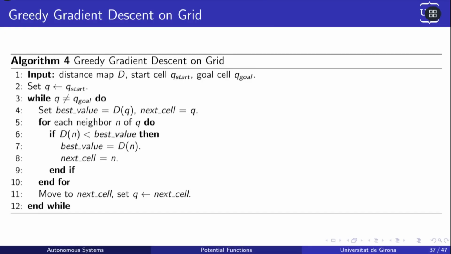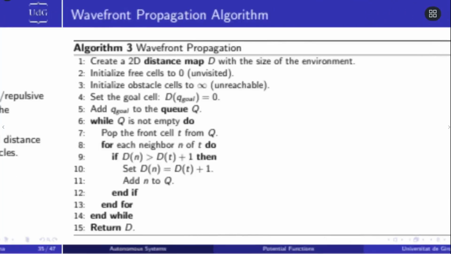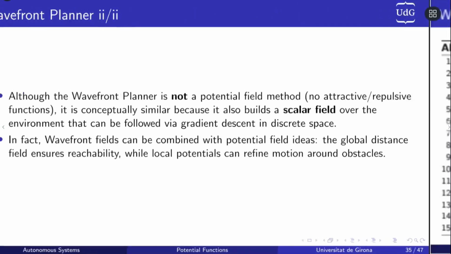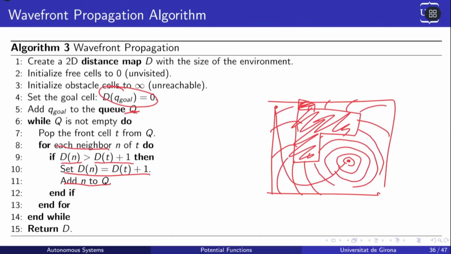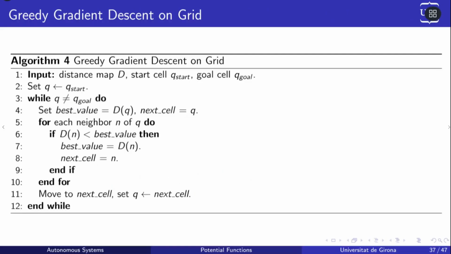Then in order to follow the path, whenever we have generated this potential function, this scalar field, it's almost the same as the potential function, we need to follow the gradient descent. Here we don't use the real gradient, but a discrete version: we check around and see which cell around our current configuration has a smaller value, and we move one step in this direction. Again, it's not a real gradient descent, but it's the same concept.